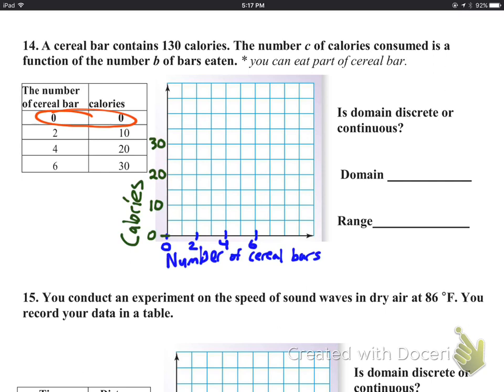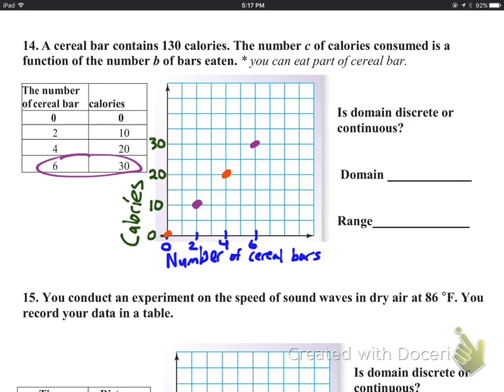All right, now it's time to plot the points. You notice 0, 0, that point's going to go right there. That means when you eat no cereal bars, you're not going to get any calories. That makes sense. Let's see. 2, 10. The input is 2. The output is 10. Goes right there. 4, 20. That input is 4. So I'm going to put it directly above the 4 and out in the 20. Nice thing is the way I made these scales, it makes them line up very nicely. So 6 and 30 goes right there.